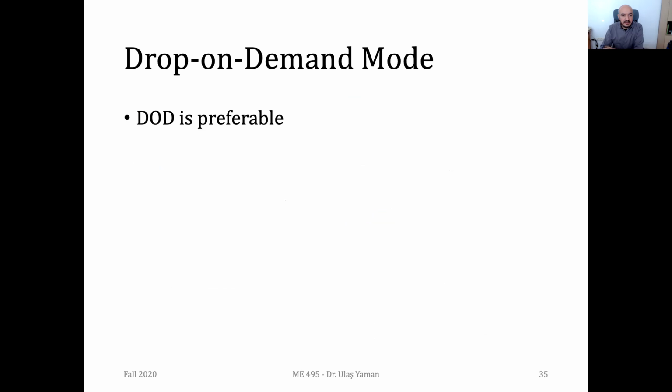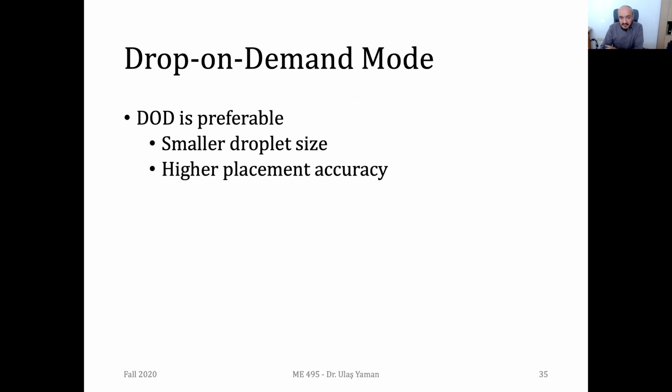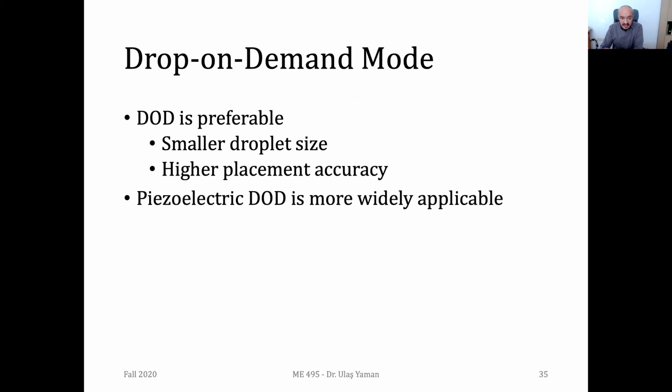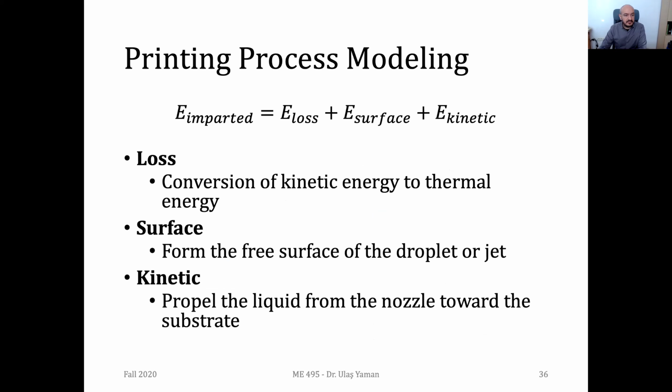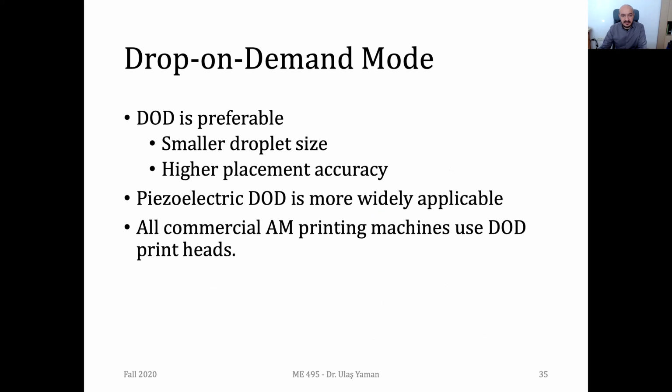Okay. So as I said, DOD is preferable. It has smaller droplet size. Its accuracy is much better. And since you can have high frequencies with piezoelectric actuators, it's more widely used in this type of systems. Any questions?